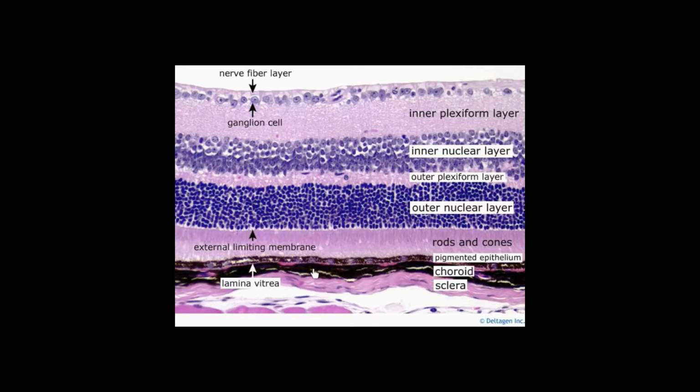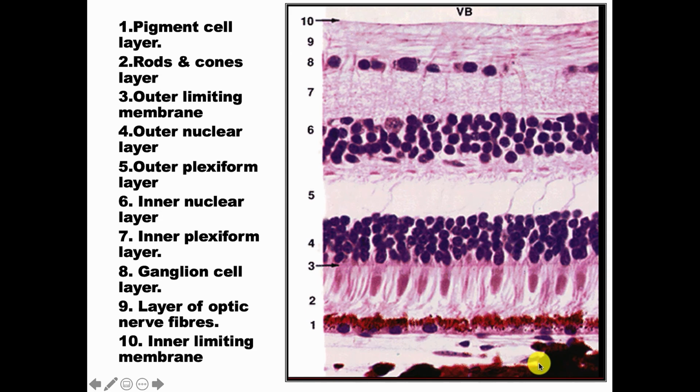This is the choroid, and then we will have the first layer in the retina, pigmented epithelium, and the rods and cones, the outer limiting membrane, then the outer nuclear, outer plexiform, inner nuclear, inner plexiform, ganglion cell, nerve fiber layer, and finally on the surface we have the inner limiting membrane. Now this is another picture also for the retina, different layers.